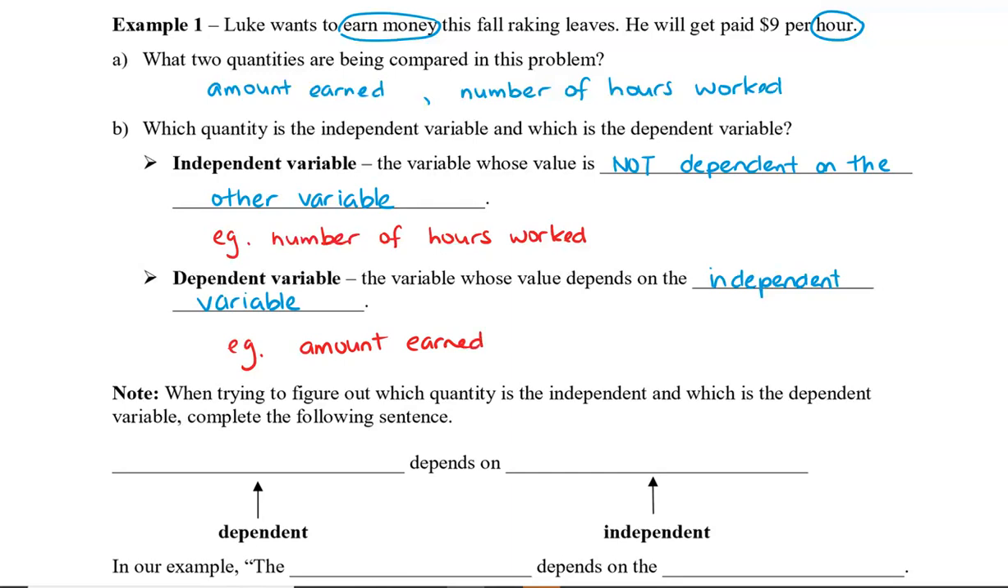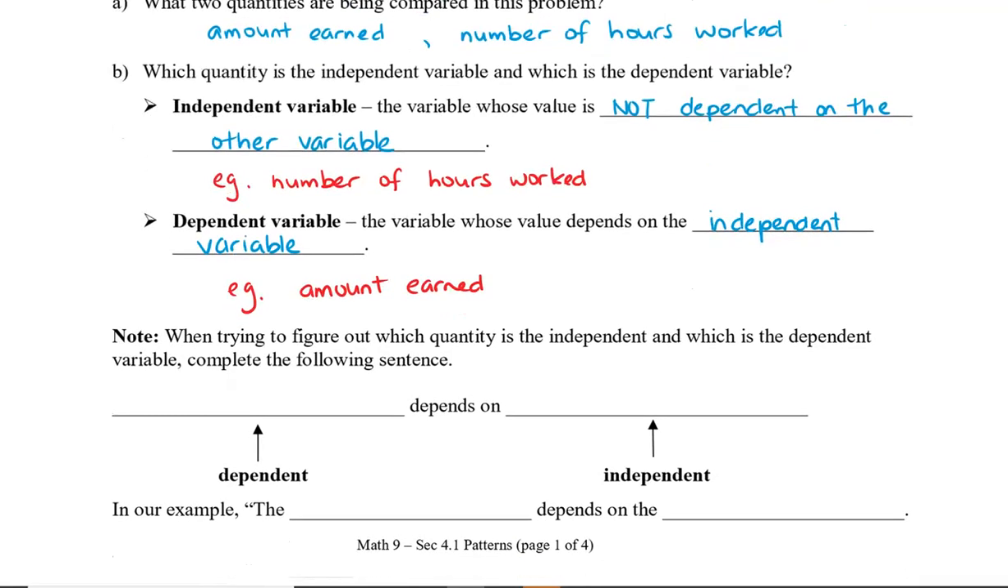So when trying to figure out which quantity is the independent and which is the dependent variable, complete the following sentence by putting in the words from the question. So you want to say the blank depends on the blank. The first blank is the dependent and the second blank is the independent variable. So in our example, we would say that the amount earned depends on the number of hours.